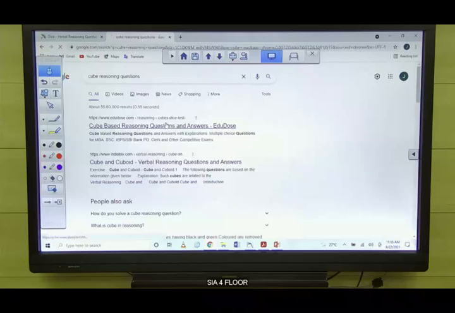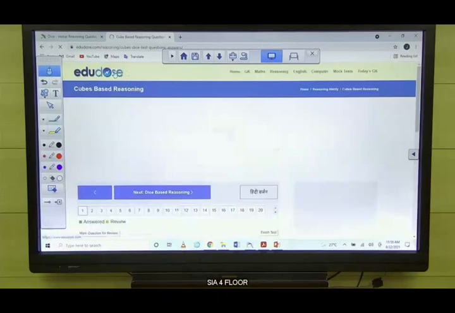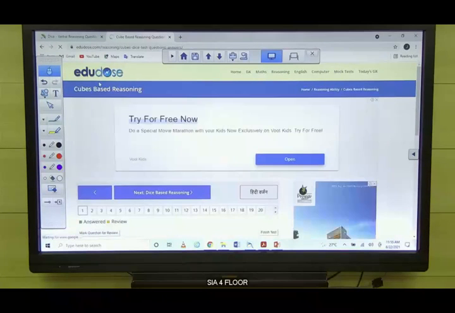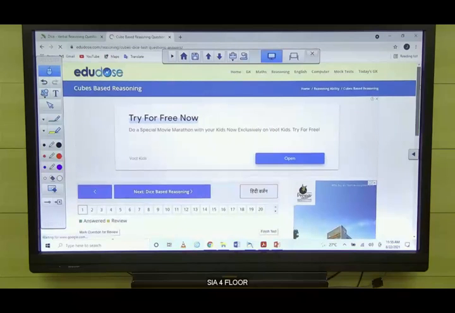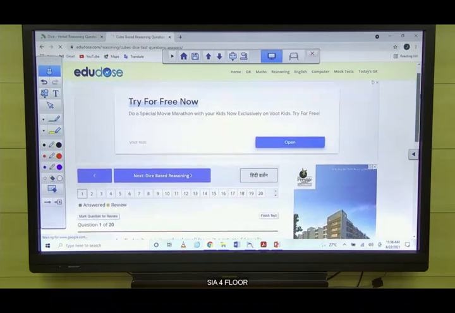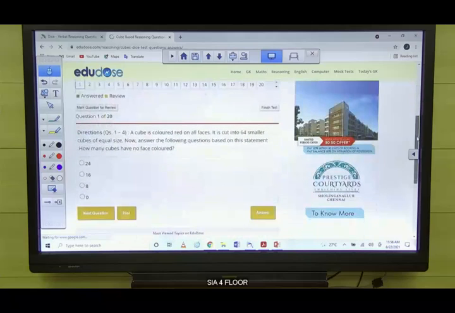Yeah, refer this website, which is called Edudos. Write it down next to you, Edudos. If you type cube Edudos in Google, you will get this page directly.